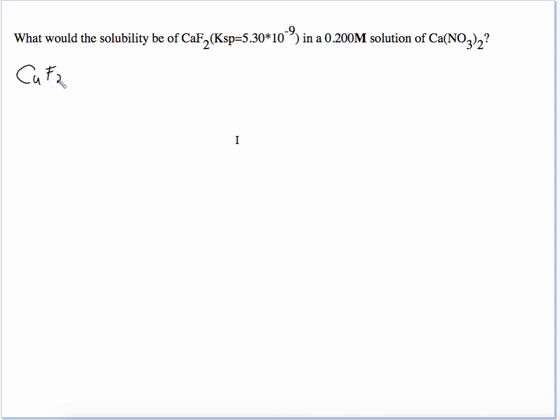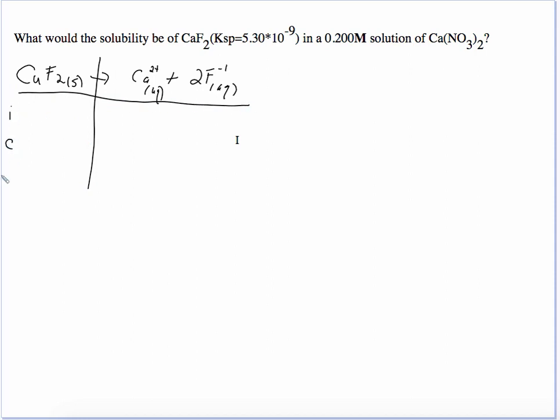Okay, here's the solution to this one. So what would be the solubility of calcium fluoride? So calcium fluoride solid is going to break into calcium ions plus 2 fluoride ions in solution. Make sure you balance the equation correctly. Okay, we'll make our ice table. Initial, change, equilibrium.